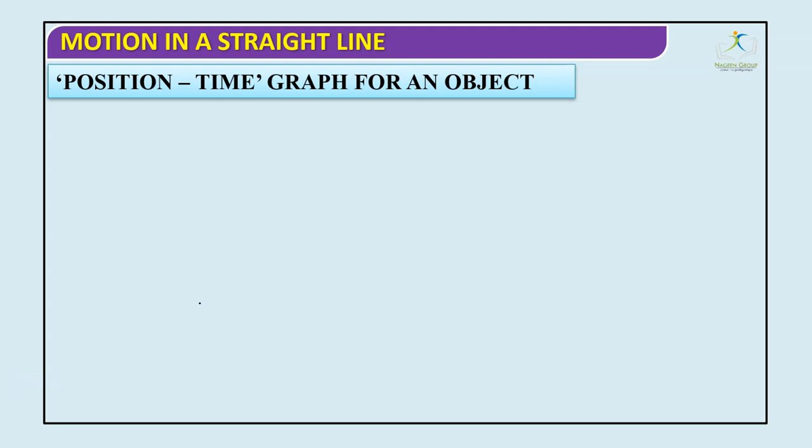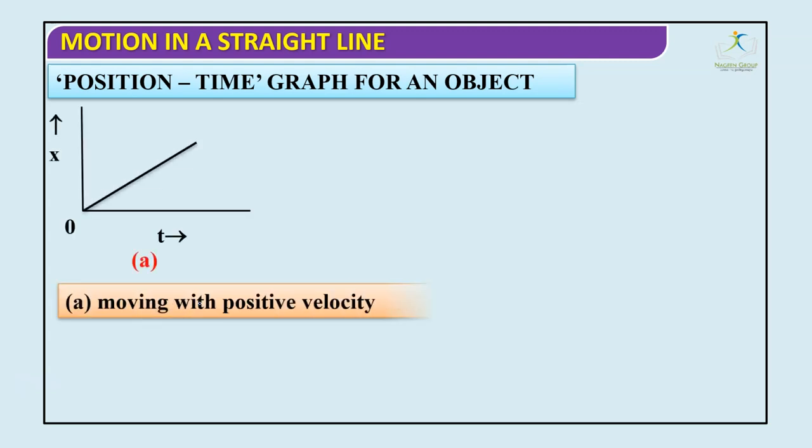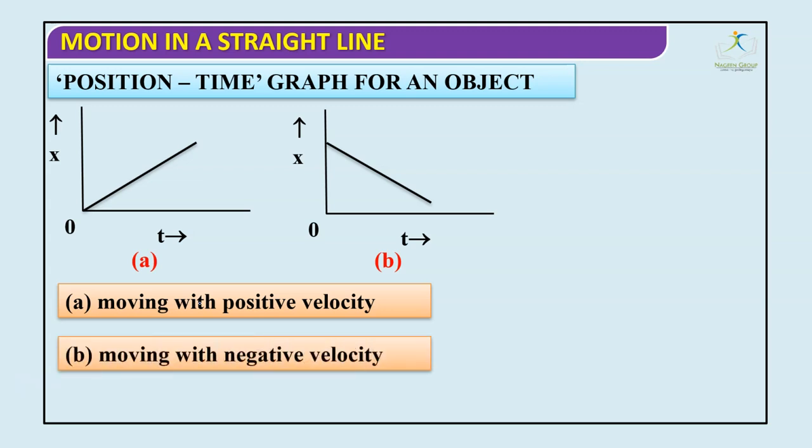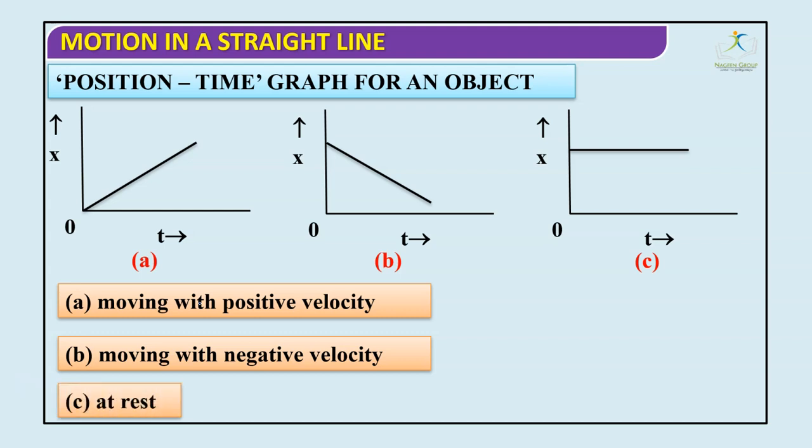Position-time graph for an object. If the graph is a straight line going upward, the moving object has positive velocity. If the graph goes in the downward direction, the object is moving with negative velocity. And if the displacement or position does not change, the object is at rest.